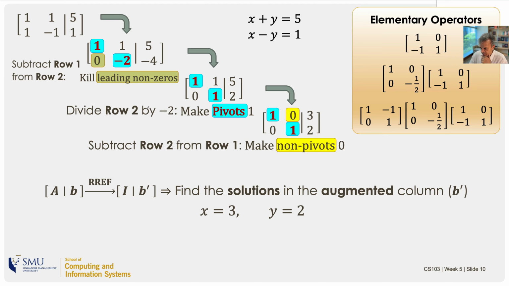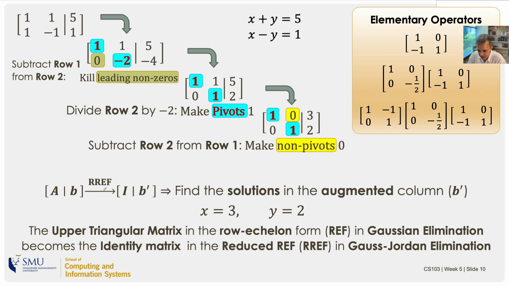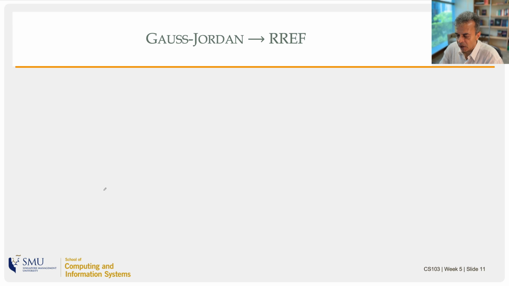So we get the solutions from the augmented part of the RREF. REF is row-echelon form. The second R there is to say that it is a reduced row echelon form. So what you get is an upper triangular matrix in row echelon form in the Gaussian elimination algorithm, and that has become an identity matrix in the reduced row echelon form, RREF, in the Gauss-Jordan elimination algorithm. So Gauss-Jordan will give you RREF.